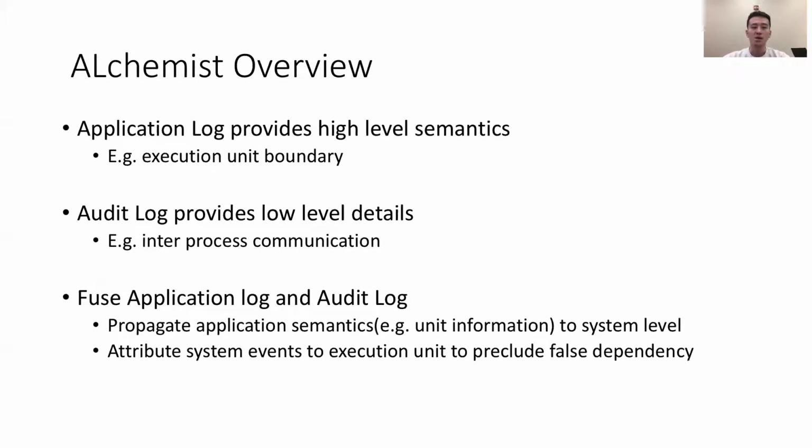Alchemist is based on the observation that application logs provide high-level semantics, such as execution unit boundaries, and the audit log provides low-level details such as inter-process communication. By fusing application logs with the audit log, we can propagate application semantics to the system level. Next, we attribute system events to execution units to preclude false dependency.